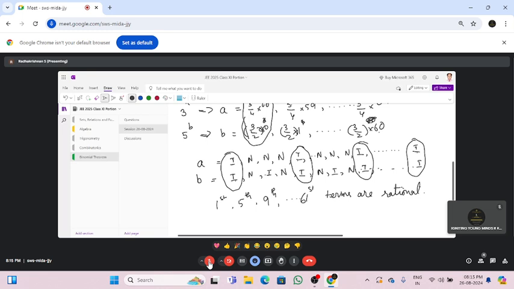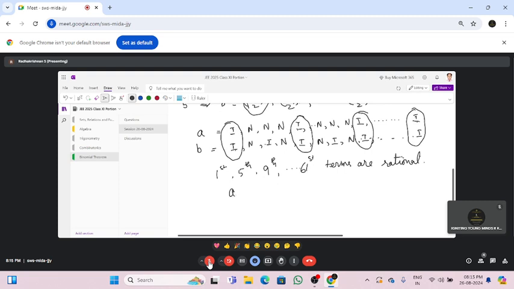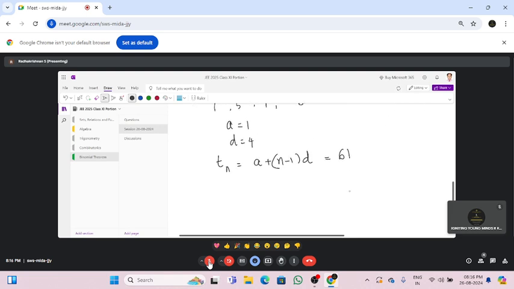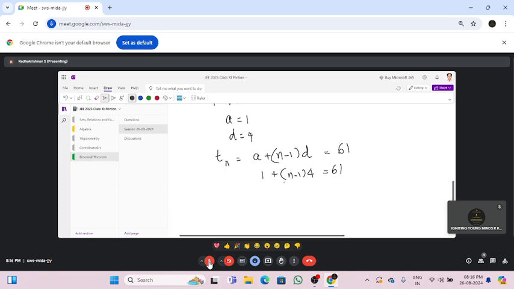This is an AP, right? So you can count using the AP formula. This is an AP with A equal to 1 and D equal to 4, right? So Tn equal to A plus n minus 1 into D equal to, the last term is 61. So what is n from this? 1 plus n minus 1, 4 equal to 61. Then what is n? From this you find out what is n.